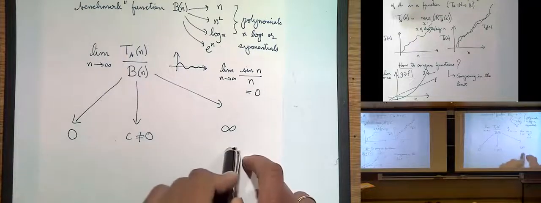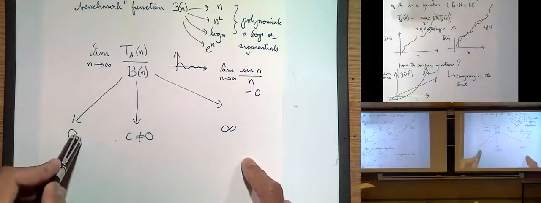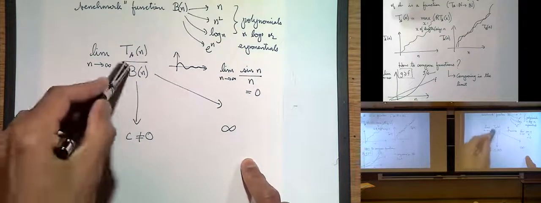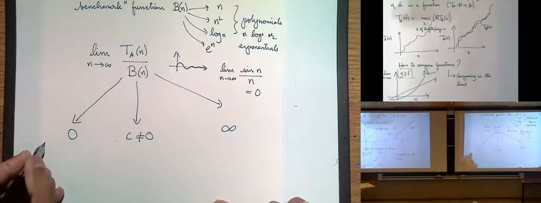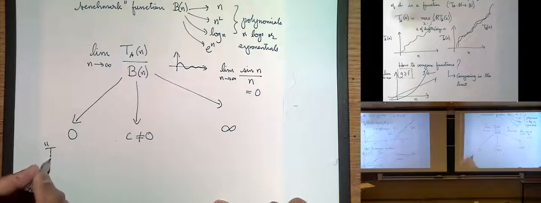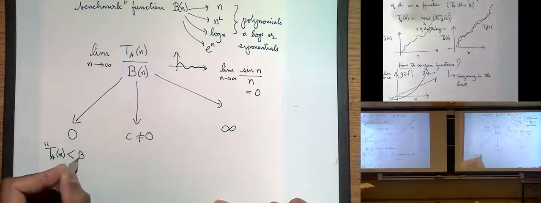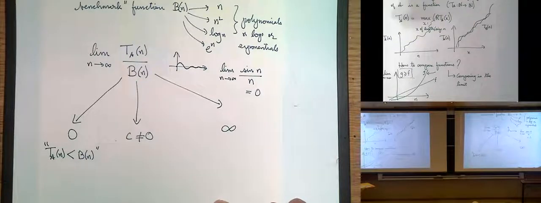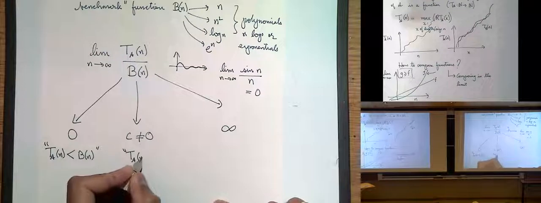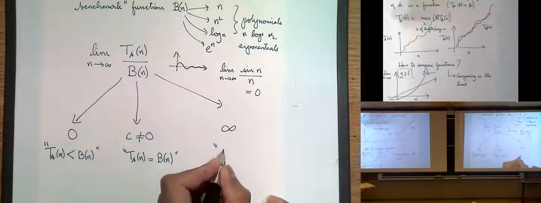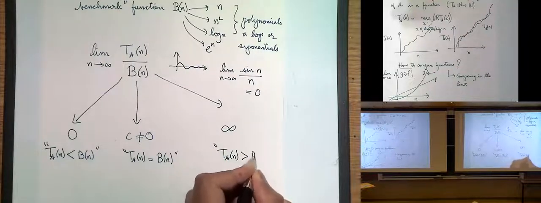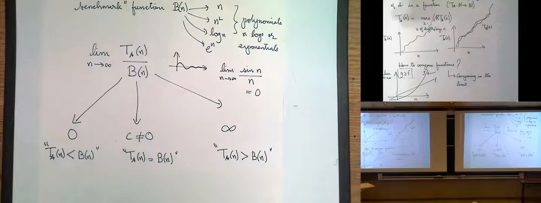So there are three possibilities that we'll consider. The limit is 0, the limit is a constant, or it's infinity. Now I'm going to write something somewhat imprecise: in the first case, we'll say T of n is less than B of n. In the second case, we'll say T of n is equal to B of n. And if it's infinity, we'll say it's greater than the benchmark. Now, we're not going to use this notation explicitly. We'll replace this by what's called O and omega and various other things.